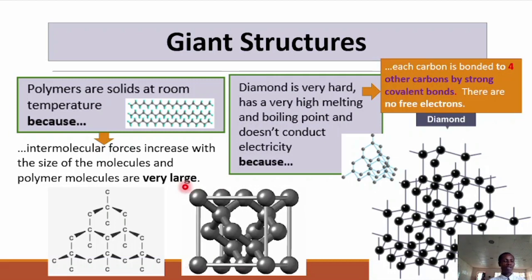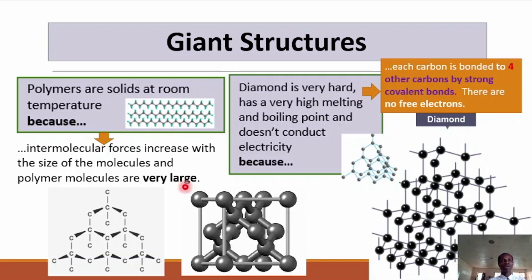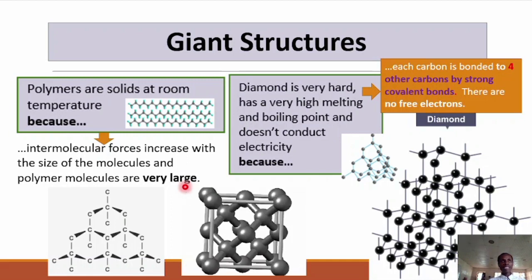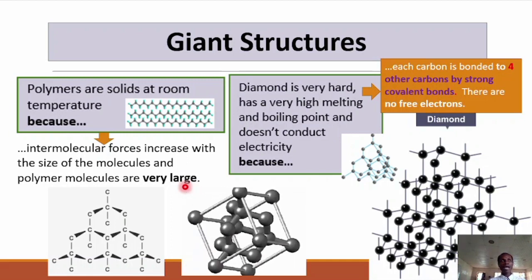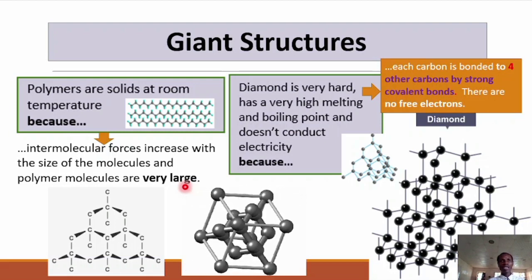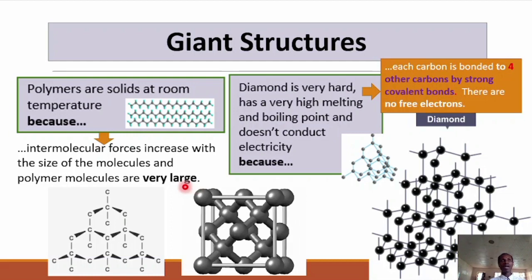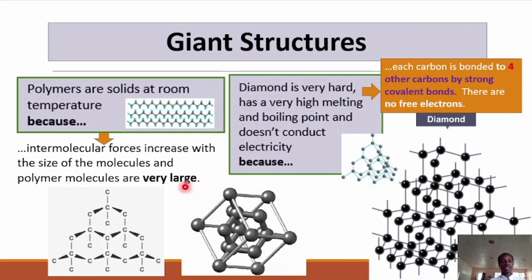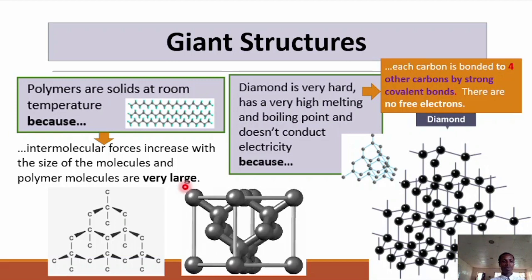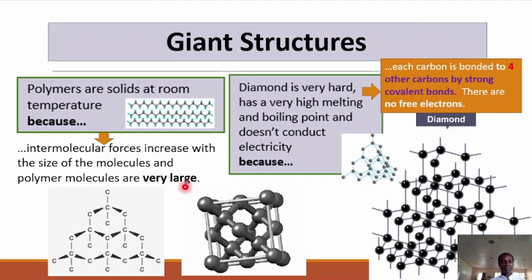Okay? So they are usually what? Solid at room temperature because the intermolecular force increases with the size of the molecules. So as the molecules are getting closer together, forming larger molecules, the intermolecular force of attraction between the what? Neighboring molecules increases. Is that taken now? The intermolecular forces of attraction increase. Okay? Therefore, polymers are usually solid at room temperature.